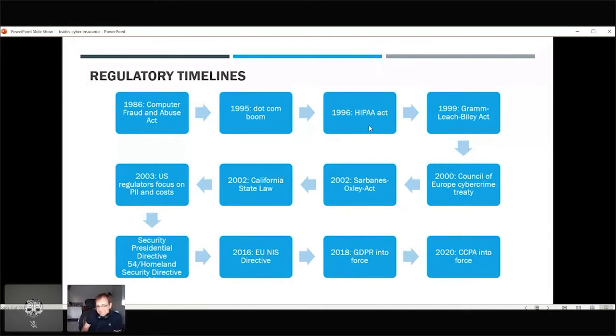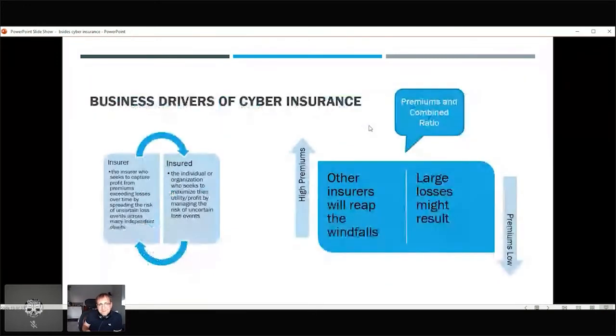So obviously, when you look at liabilities and fines, you do want to have some sort of coverage for that. Which is also actually not a good thing, but I will talk about that later. So the business of cyber insurance, how does that work?